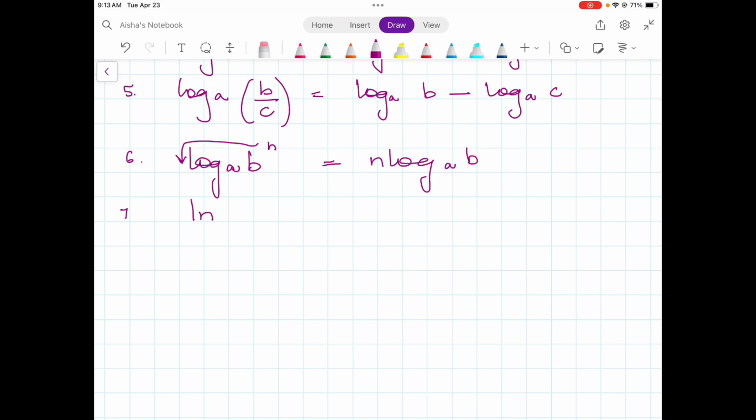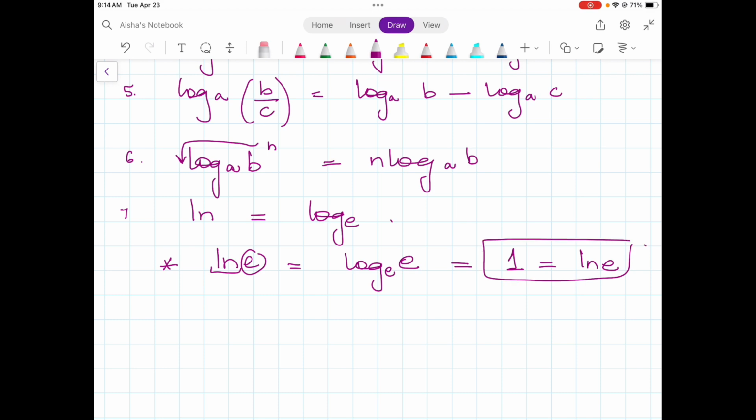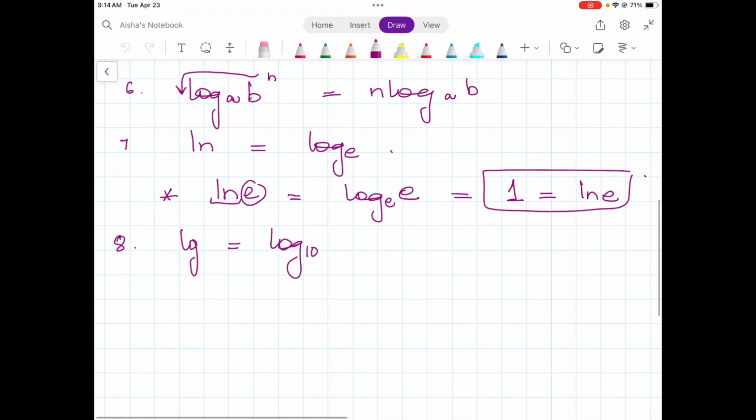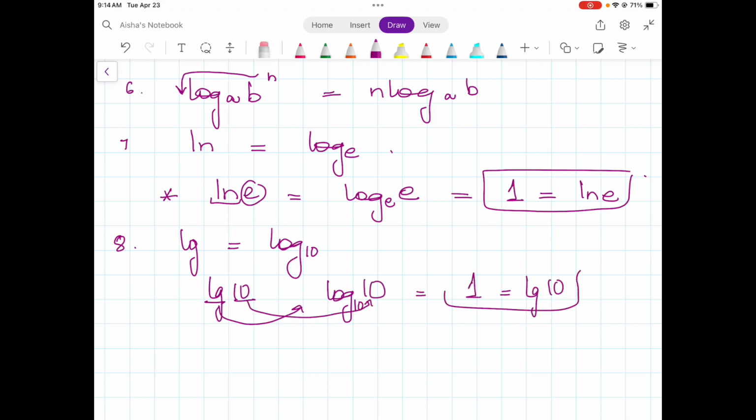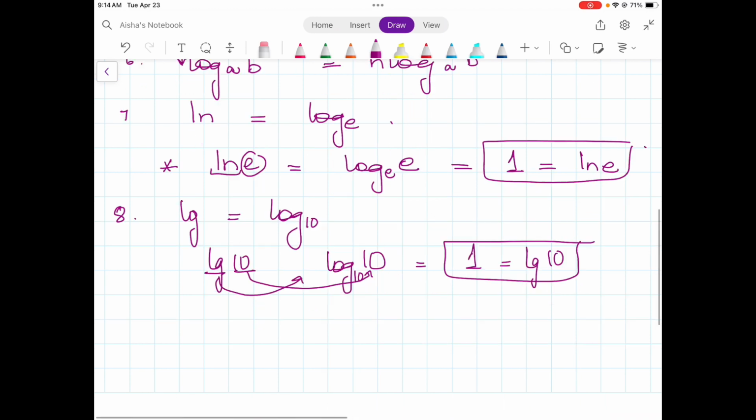Remember, when they say ln, it means log to the base e. And this e is copied down. So since base and the coefficient are equal, it is 1. Therefore, we say ln e has value 1. Lg means log to the base 10. Now, if I say lg 10, lg means log base 10 and this 10 is copied down. So now it becomes 1. Therefore, lg 10 also has the value 1.